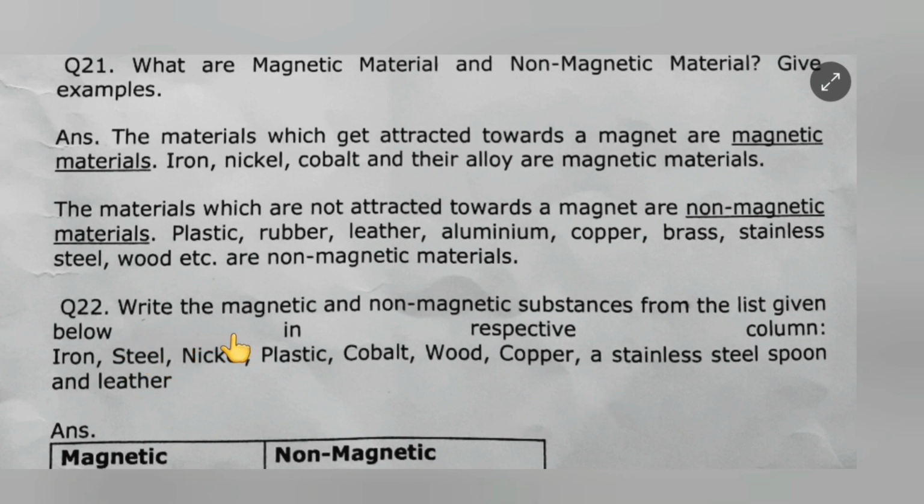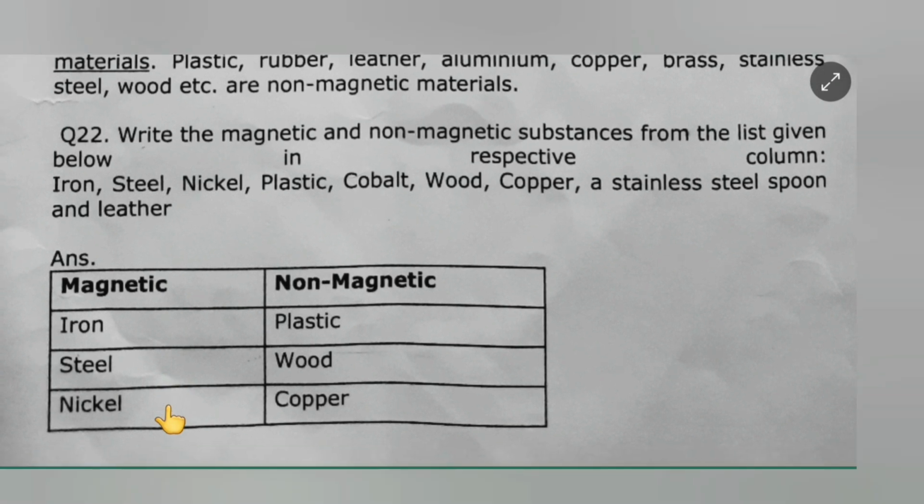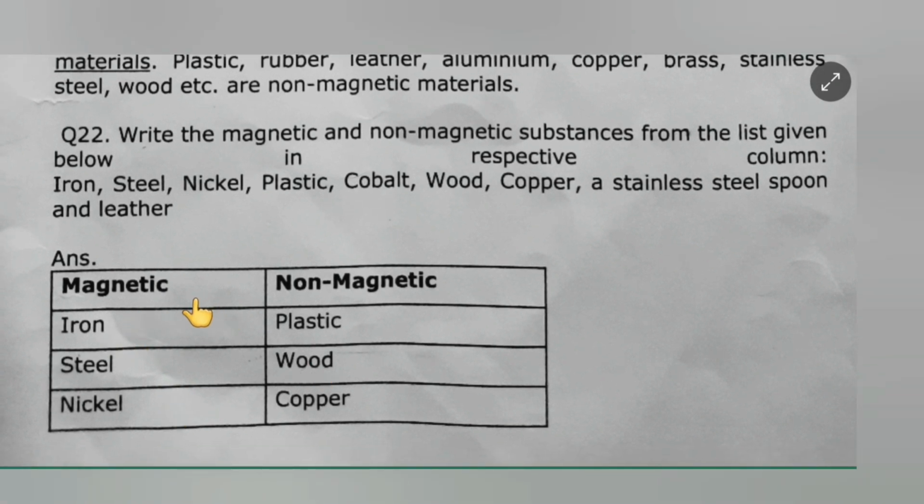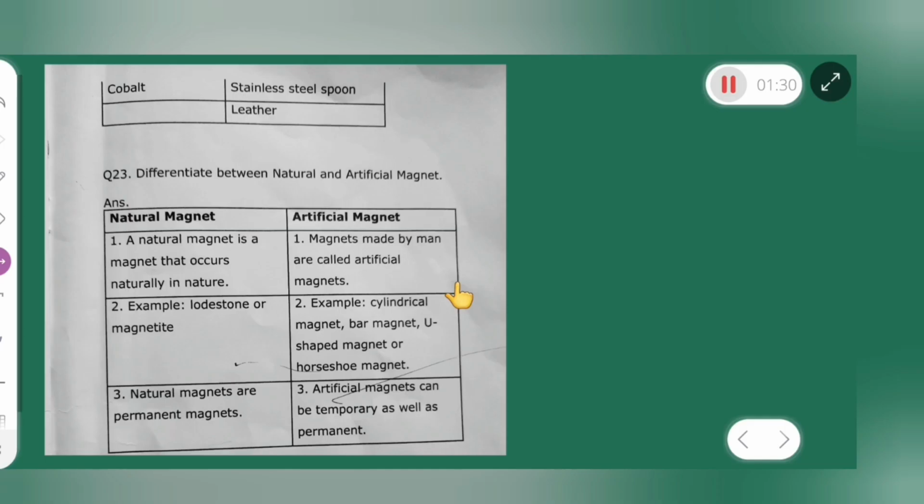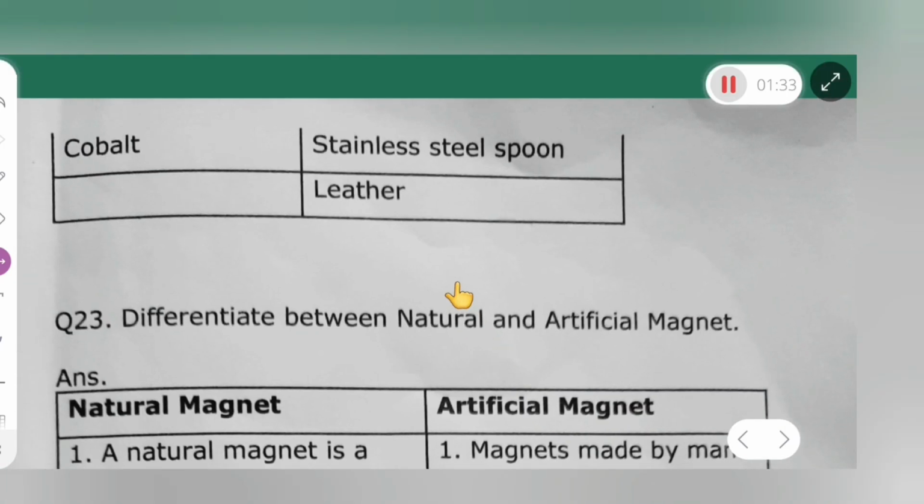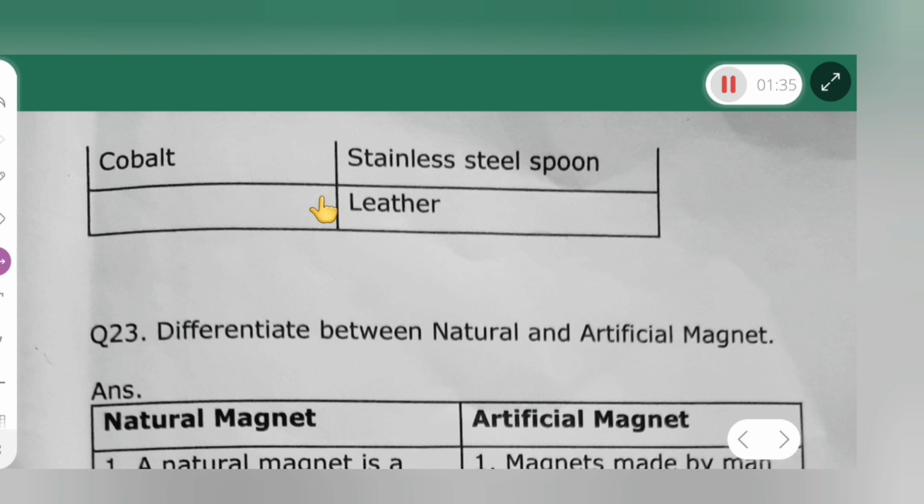Okay. Next, let us see the question. Write the magnetic and non-magnetic substances from the given list below in respective columns. Iron, steel, nickel, plastic, cobalt, wood, copper, stainless steel, spoon and leather. Okay, so magnetic and non-magnetic. Magnetic is what? Iron is magnetic, steel is magnetic, nickel is magnetic. Non-magnetic is plastic, wood, copper. Okay, I'll turn the page. Continuation is over here. This is magnetic, cobalt, and non-magnetic is copper, stainless steel, spoon and leather.